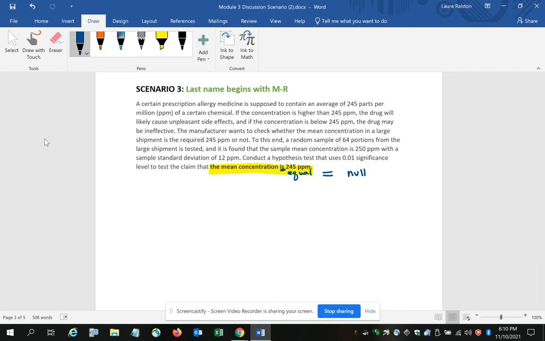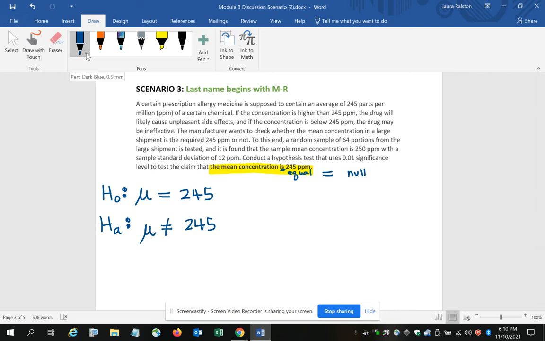So we begin, as you do any hypothesis test, by stating your null and your alternative hypothesis. Again, we're translating words to symbols. The mean concentration is 245. I know that the alternative is the exact opposite. The exact opposite of equal is not equal to 245.